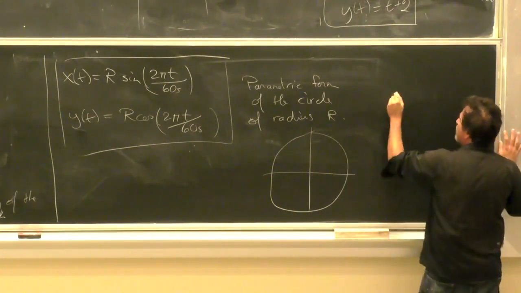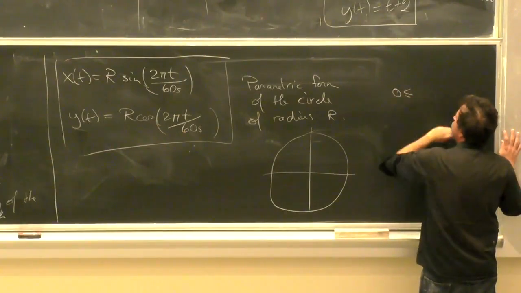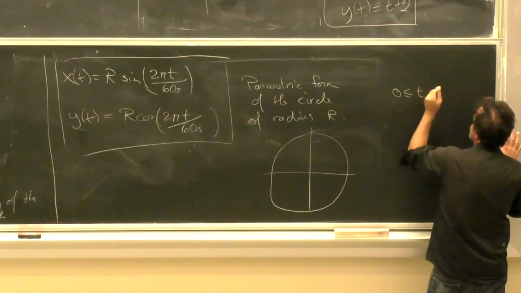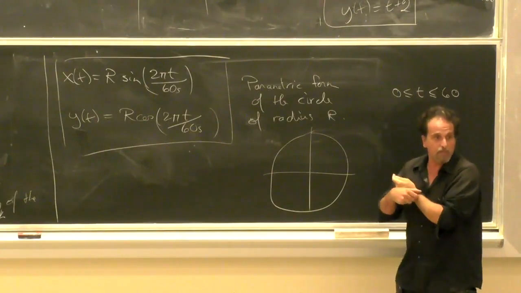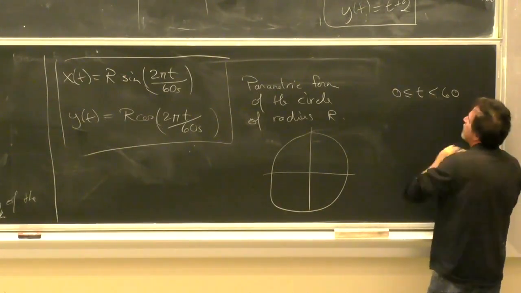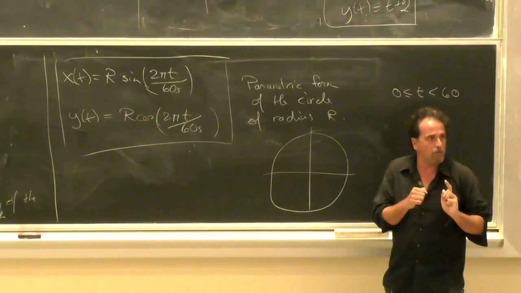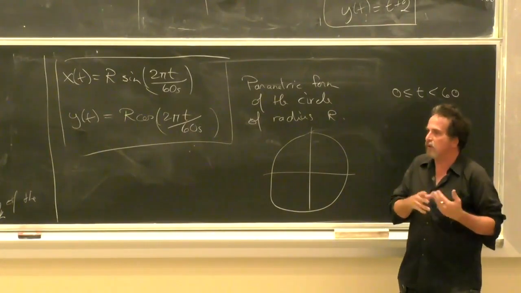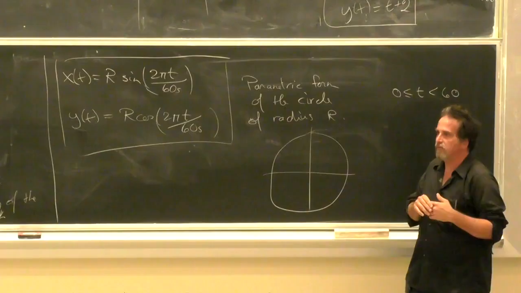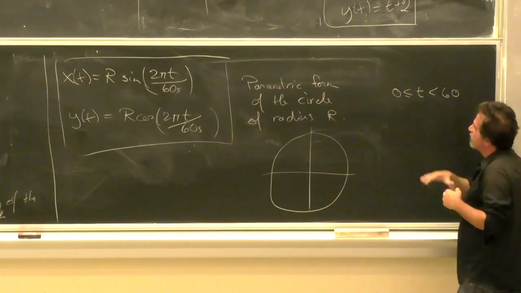And we have that t is greater than or equal to 0, less than or equal to 60, but you don't even need this restriction. That's just once around, right? That's the once around circle. But you could go the twice around, and we know we have, I don't know how many billions of times around we have in our circles.